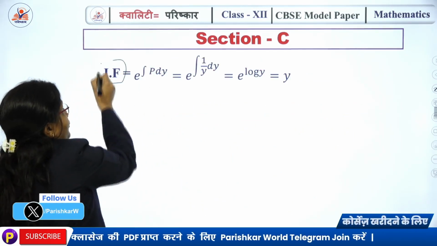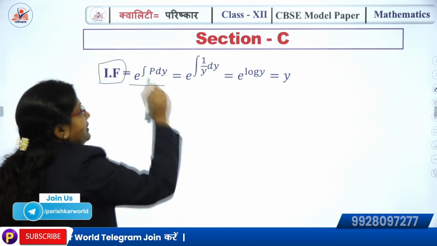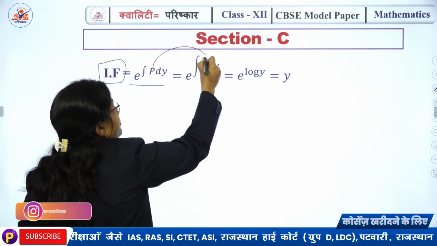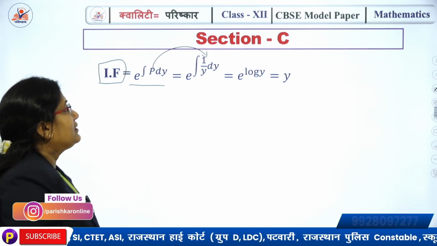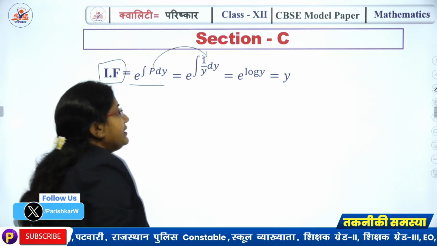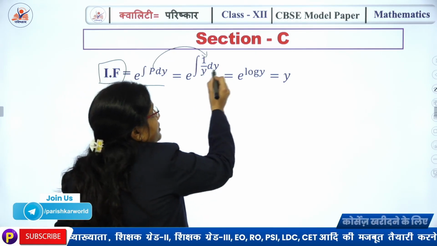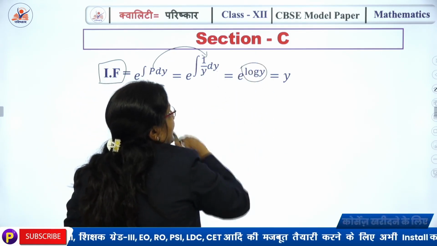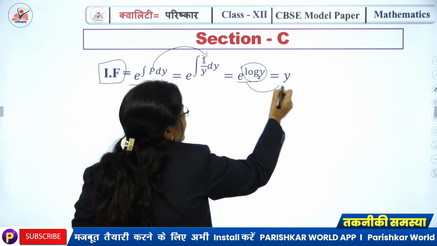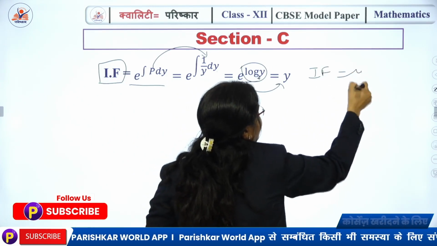IF. The formula of integrating factor is equal to e raised to the power integration p dy. What is the value of p? 1 upon y. We put this value of p in this equation, e raised to the power integration 1 upon y dy. Now integrate 1 upon y with respect to y. What is the integration of 1 upon y with respect to y? Log y. And here the base of log is e. Now we can calculate this as y. That means the value of IF is y.